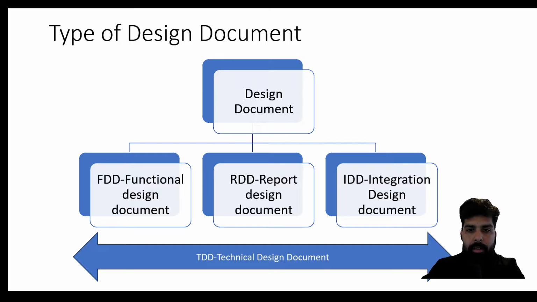Based on our design document, whether we create an FDD, RDD or IDD, the technical team is going to create a technical design document where they are going to write everything related to the technical development perspective: what forms they are going to modify, what tables, what logic, and what technical infrastructure they are going to use.